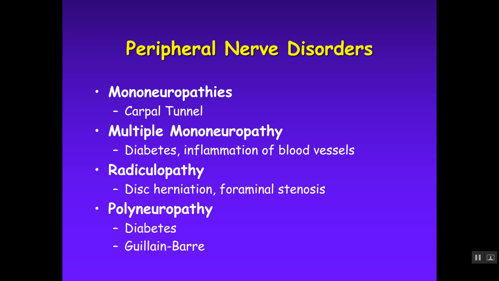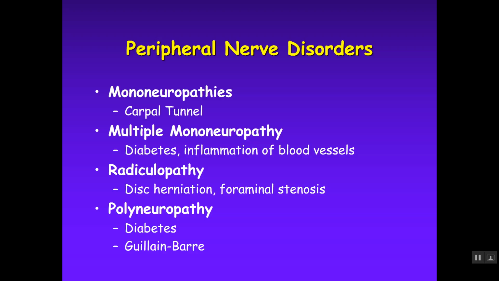Then there are what are called multiple mononeuropathies. Diabetes can be a multiple mononeuropathy. If it's a peripheral neuropathy, diabetes can fit under a couple different categories, as a multiple mononeuropathy or a polyneuropathy. This involves inflammation also of blood vessels in individual nerve trunks. There are certain inflammatory disorders that can cause inflammation of blood vessels in certain multiple nerves, which is what we call multiple mononeuropathy.